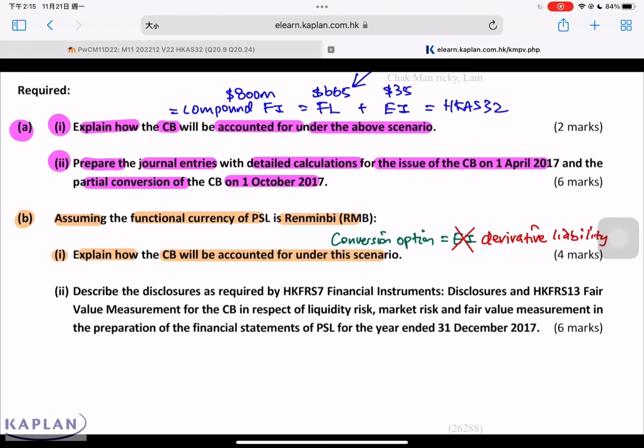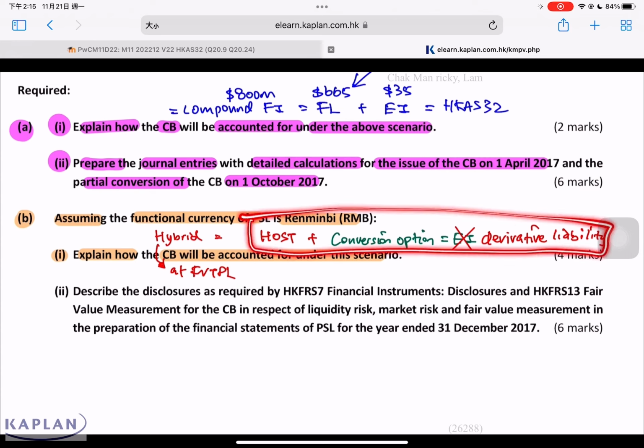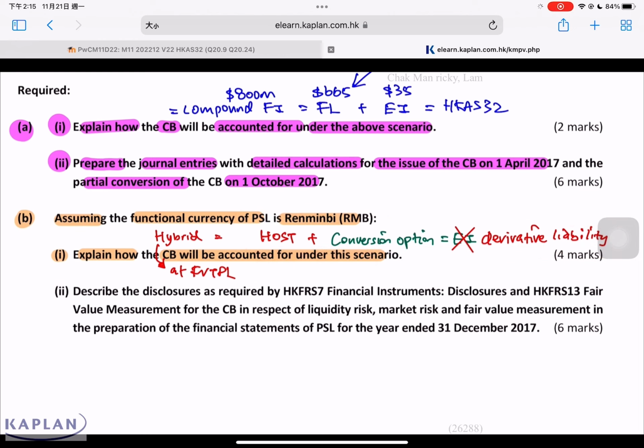The convertible bond represents a hybrid contract which contains a host plus an embedded derivative. For this question, the company does want to account for this hybrid contract at fair value through P&L, which means the host and the embedded derivative are not accounted for separately. It will be accounted for as one whole contract at fair value through P&L for these 4 marks. For part 2, I leave it to you. You can refer to the answer for part 1.